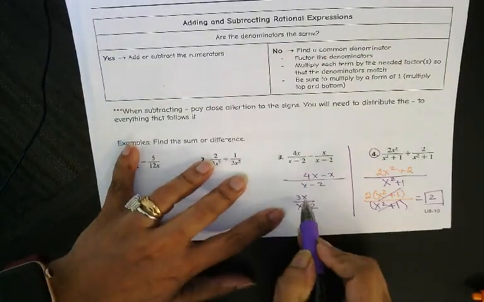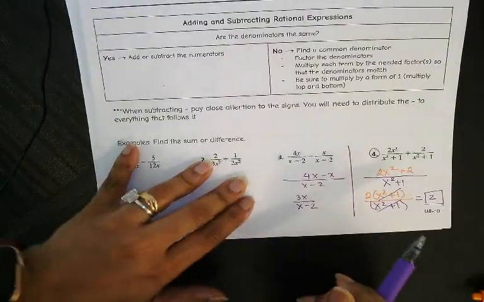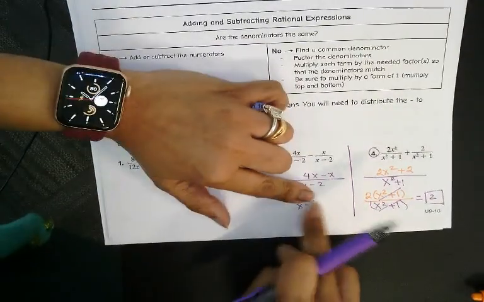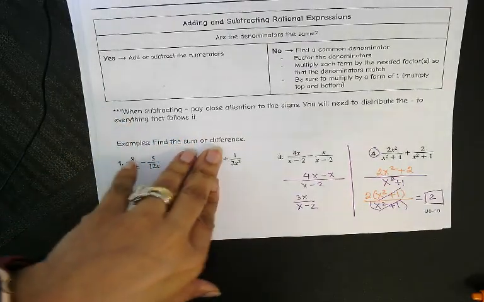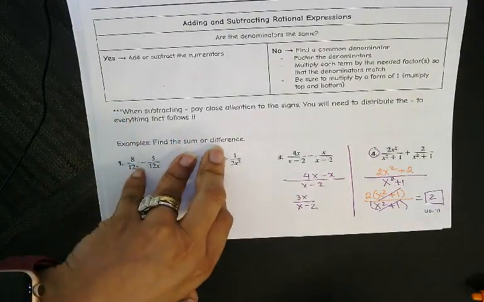Some of you were trying to cancel this x and x. We cannot do it. x minus 2 together is one term. We cannot cancel just x from it and then just leave negative 2. It doesn't work that way.